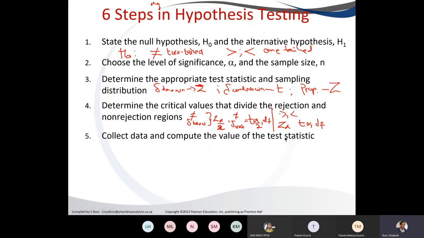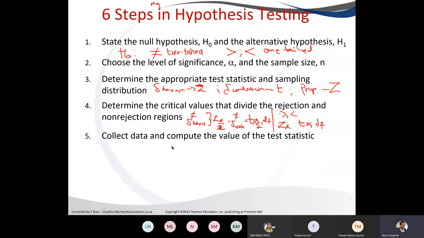Once you have found your critical value, now you can calculate your test statistic. Depending on which one, the T or the Z or the proportion, you will need to know how to calculate your Z test. And we will look at the formulas later on.